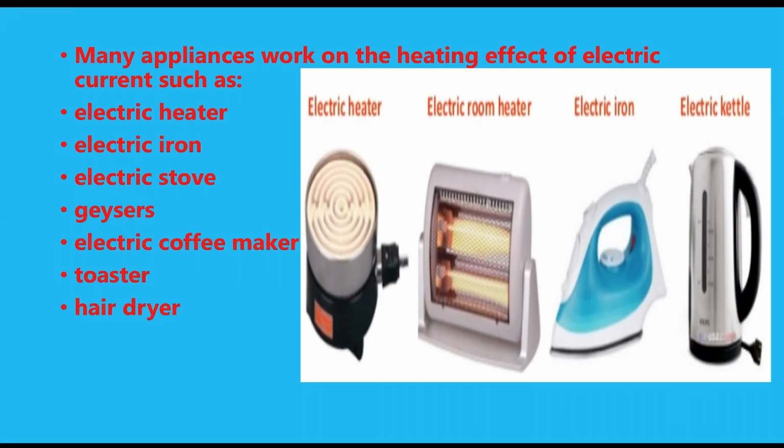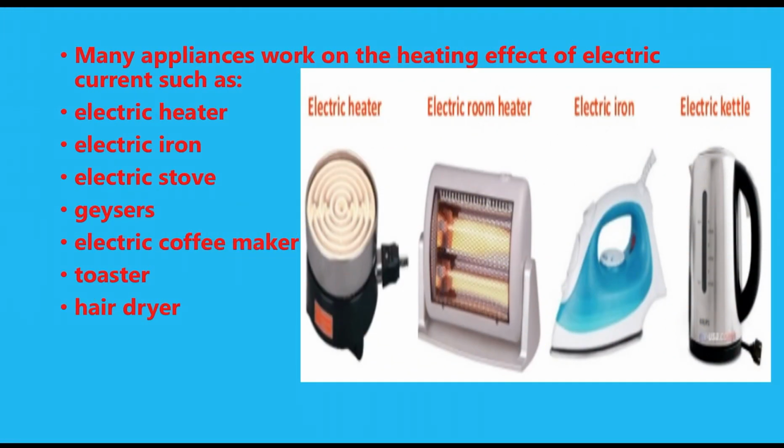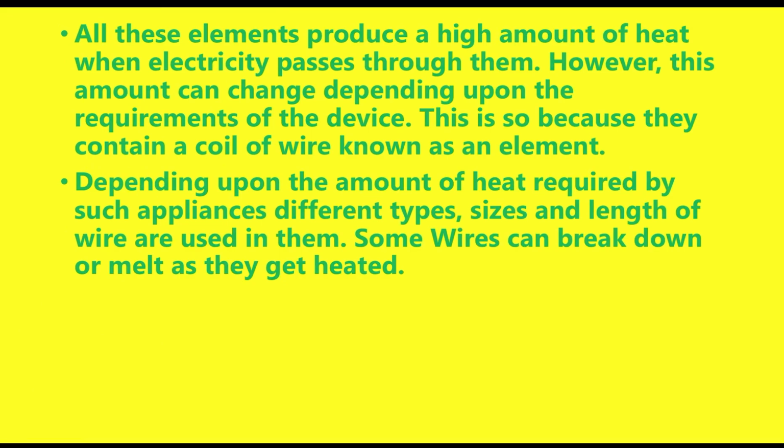Many appliances work on the heating effect. Electric heater, electric iron, electric stove, geyser, coffee maker, toaster, hair dryer. These are shown in the picture also. These are all showing the heating effect. All these appliances produce a high amount of heat when electricity is passed through them. However, this amount can change depending upon the requirement of the device.